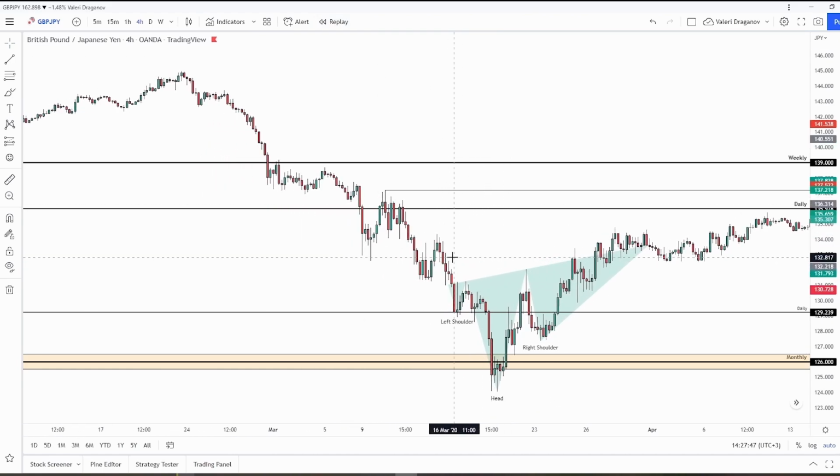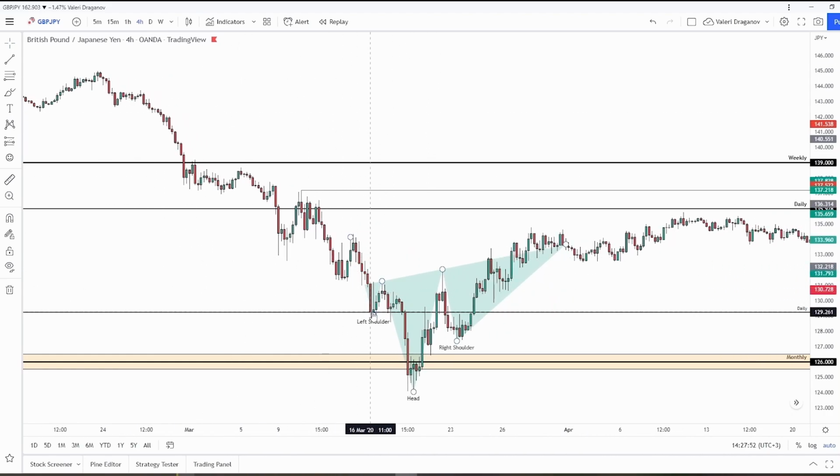Okay, first, we have a huge downward movement. Here, the price reached a daily level, then breaks it and breaks a strong monthly level of support. Then we have a top and a third bottom, which is higher than the previous one. That tells us that the sellers don't have enough strength anymore and buyers will prevail. Okay, so we draw our head and shoulders pattern.